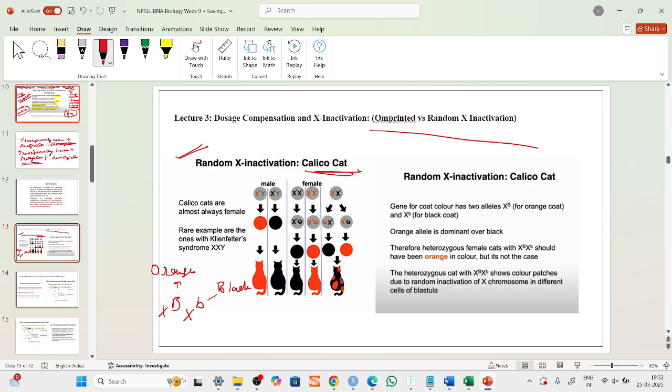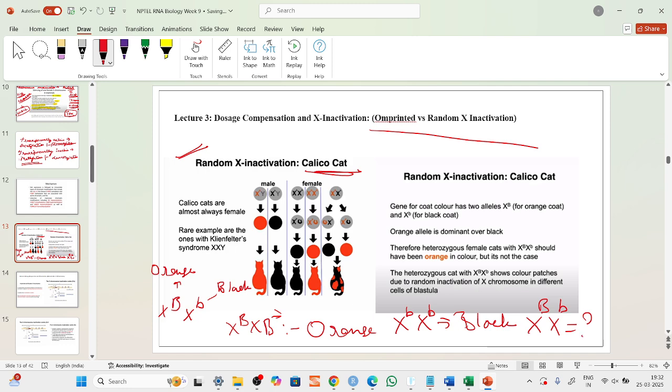When it is X^B X^B, what would be the coat color? Orange. If it is X^b X^b, what should be the coat color? Black. And if it is the heterozygous condition, X^B X^b, then what should be the coat color? Logically, it should be orange. Why? Because orange is dominant over black. But this is not what happens in reality.